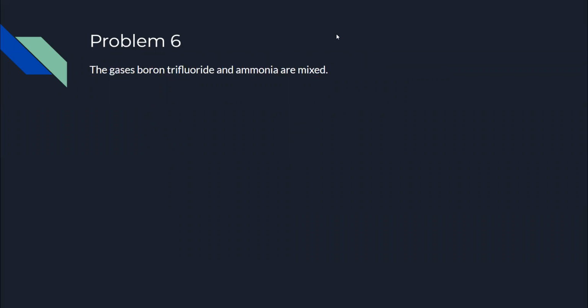So number 6, the gases boron trifluoride and ammonia are mixed. So BF3 plus NH3. So this one is pretty much like a trick question. You don't have to do anything special. It just becomes BF3NH3, or you could write F3B and H3N. This reaction is not too special.